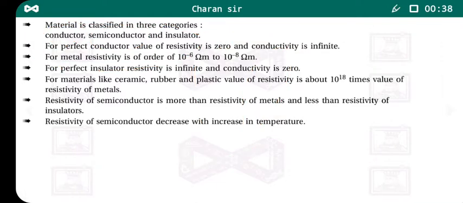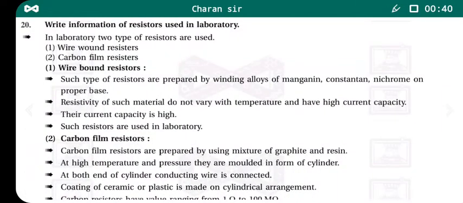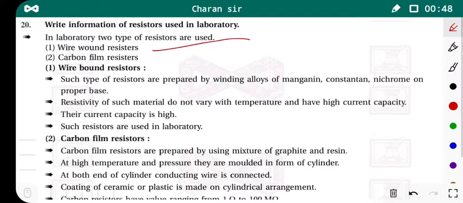Now today we are going to study the different types of resistors that can be used in the laboratory and in electric circuits. There are two types of resistors. First one is wire wound resistors, and second one is carbon film resistors. We will discuss them one by one.